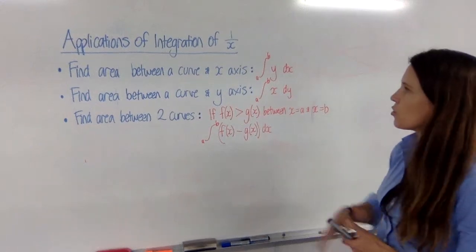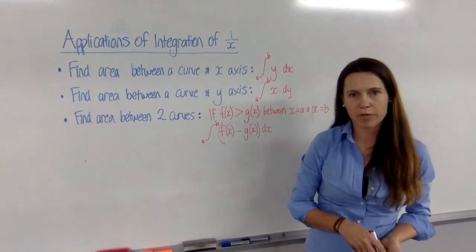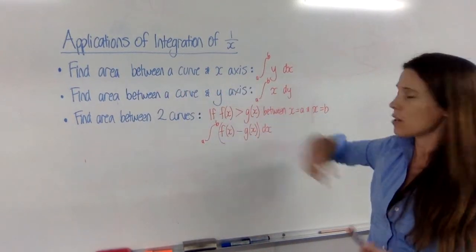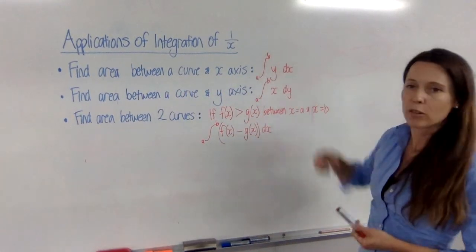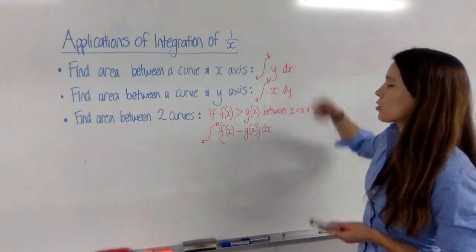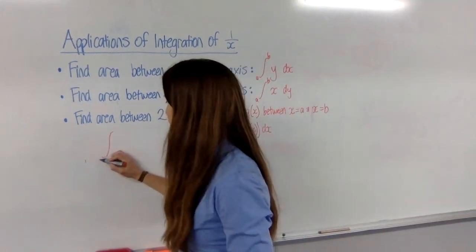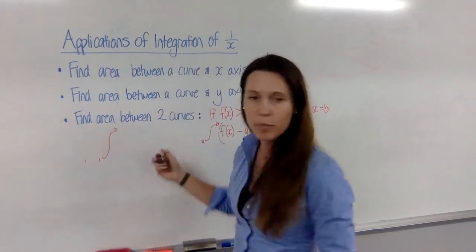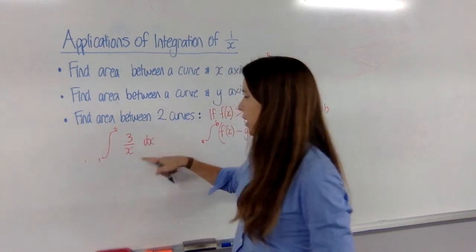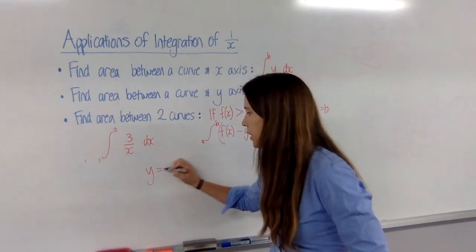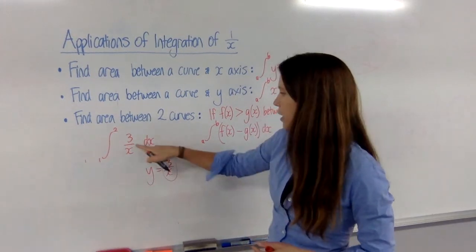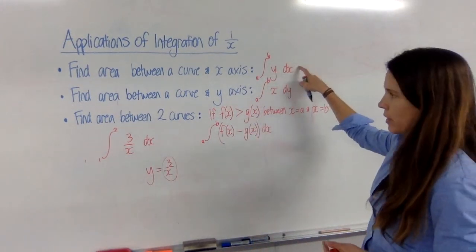So a couple of things you can do with your integration of the reciprocal function. You can find area between a curve and the x-axis. All you need to do is look between your upper and lower bounds, plug in y and integrate it with respect to x. So for example, let's say you were looking at the hyperbola y equals 3 over x. You've plugged in y there because y is equal to this. So you're integrating y with respect to x.